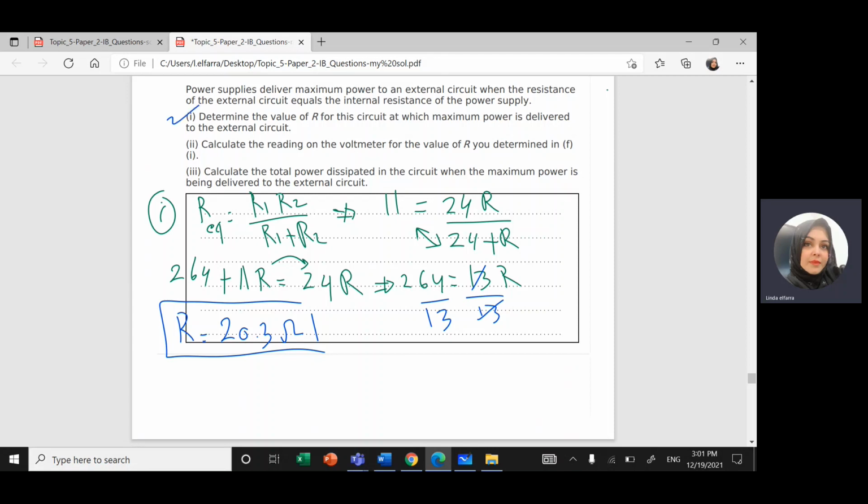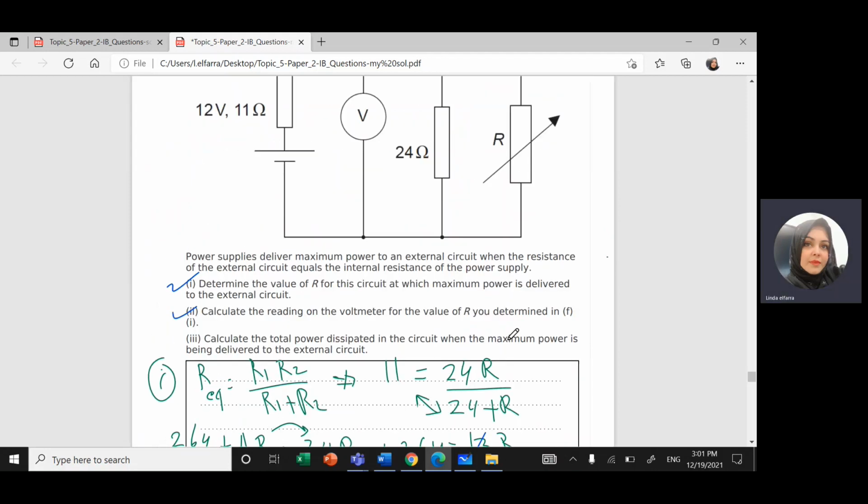Okay. Part two: calculate the reading on the voltmeter for the value of R you determined in the previous section. Okay, for this we can use circuit analysis, the RIV table. You can use any other method, Kirchhoff's law, but here I'm going to use circuit analysis. First, I have to find the equivalent resistance for this one. I'm going to call it R1, this one R2, or R, I keep it R, and this is the internal resistance, small r.